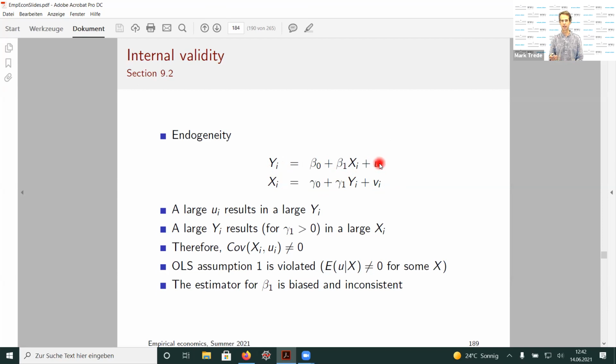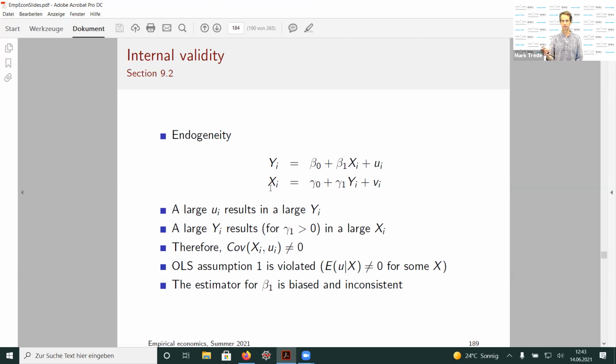In that case, a high error term will induce Y to be very high. So large U means large Y. We go down here. A large value of Y means that X will also be larger than usual if gamma is positive, or smaller than usual if gamma is negative. Let's assume that gamma is positive. So a large value of Y means a large value of X.